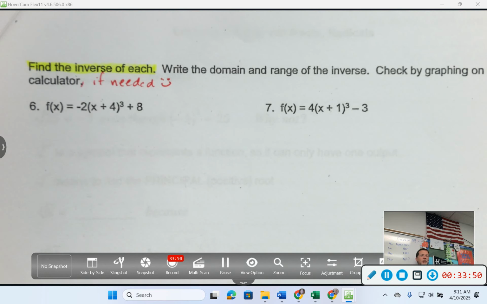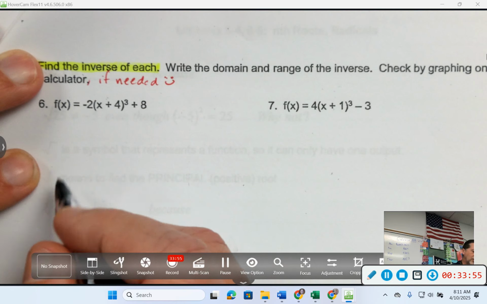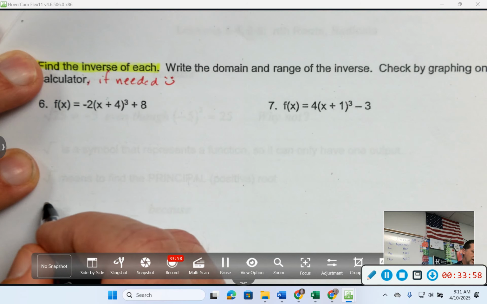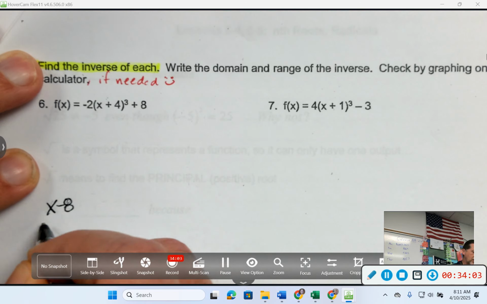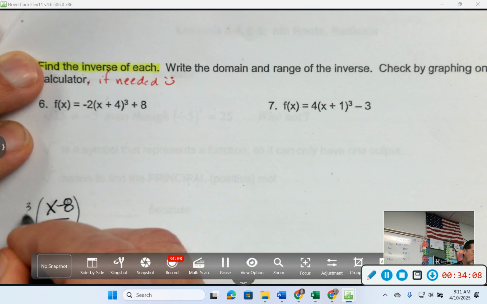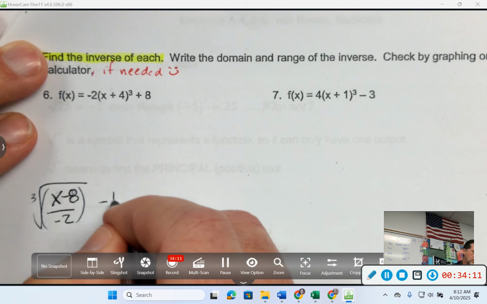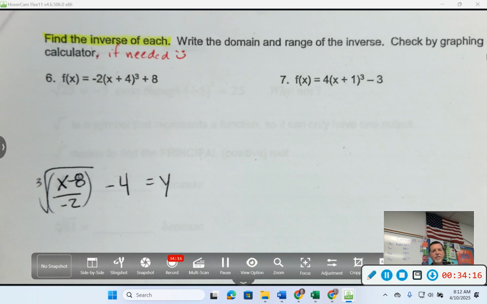Right? Some of you are going to do so many of these that you're going to look at number 6. I wonder if I can do it. And say the inverse is going to be x minus 8. I shouldn't be encouraging this kind of thing. Over negative 2 cube root minus 4 equals y. But I'm not even convinced I did that right. That's what I had. You did. Minus 8 divided by negative 2 cube root minus 4 equals y. Yes. That's right. Thank you. So there's number 6.